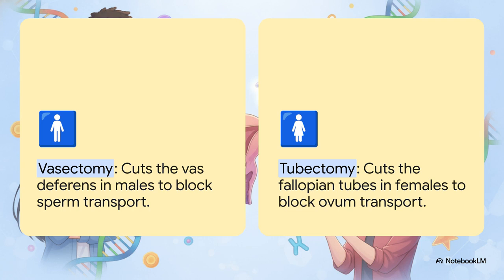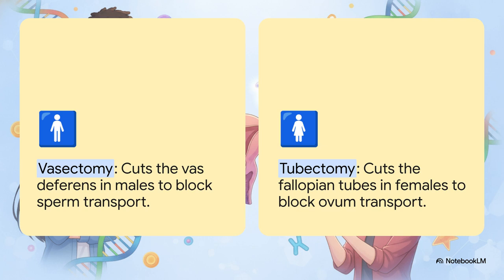Finally, for couples who have completed their families and want a permanent solution, we have terminal surgical methods. On one side, vasectomy for males. A small incision is made in the scrotum to cut and tie the vas deferens. On the other side, tubectomy for females, where the fallopian tubes are cut and tied in the abdomen.